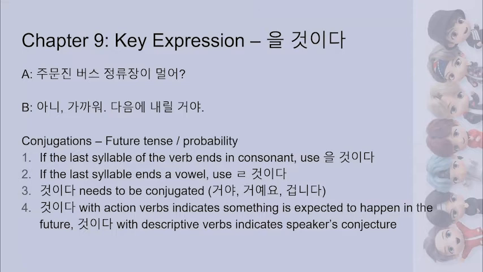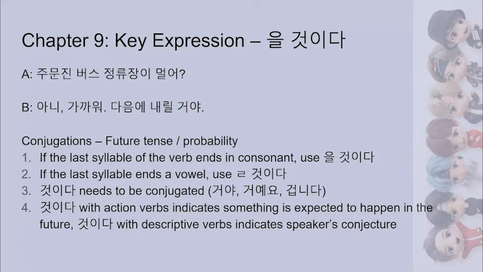So for conjugations, if the last syllable of the verb ends in a consonant, we're going to use 을 것이다. And if the last syllable ends in a vowel, you're just going to use a ㄹ character and then 것이다. So the 것이다 doesn't change. It's just whether you use just a ㄹ or 을 as a full syllable. So 것이다 itself is unconjugated. It's just the dictionary form of that word. So that needs to be conjugated depending upon what level of speech you're using.